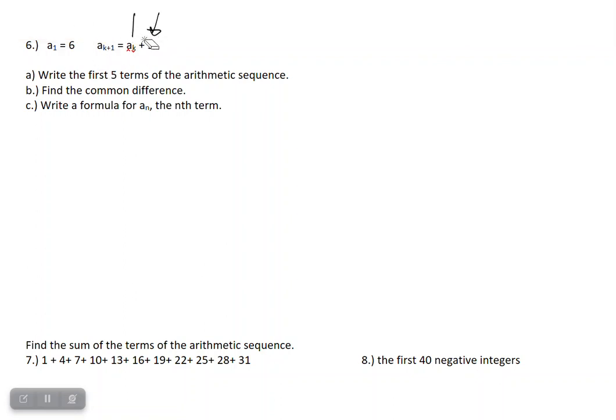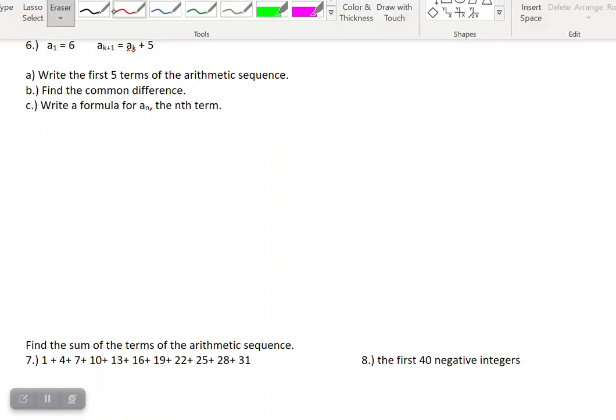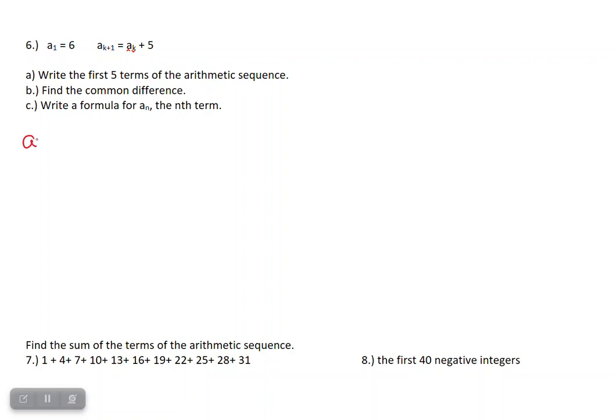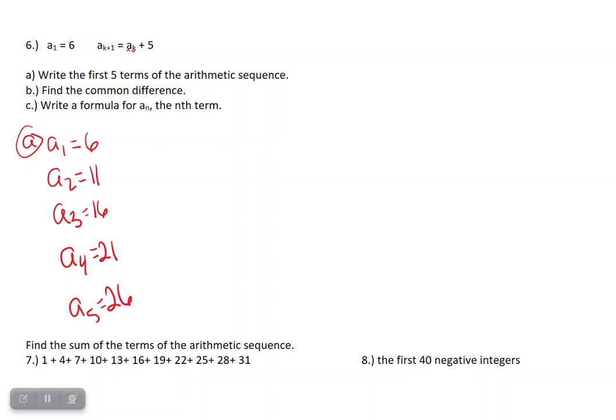So if we know that the first one is 6, the next one we will add 5, the third one we keep adding 5, the fourth one we add 5, the fifth one we add 5. So there's B. We already found really the common difference, which is 5, so d equals 5.